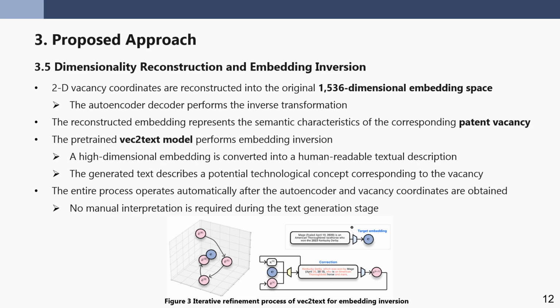Next, the pre-trained vector-text model performs embedding inversion. It converts the high-dimensional vacancy embedding into a human-readable textual description of the potential technology. As shown in the figure, vector-text iteratively refines the generated text so that its embedding becomes closer to the target embedding. Through this process, the technological meaning of a patent vacancy can be expressed as text without manual interpretation.